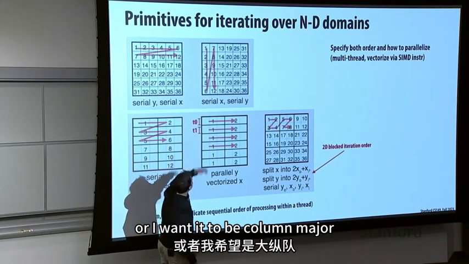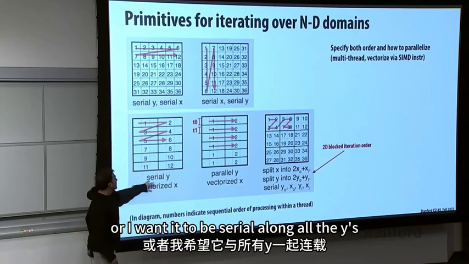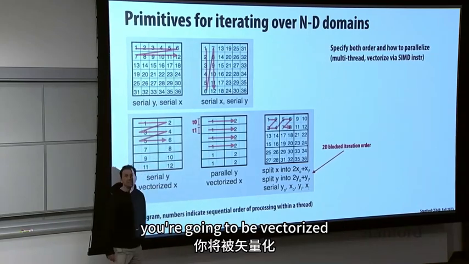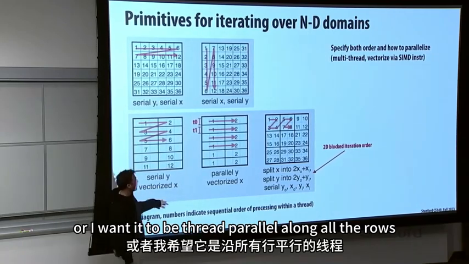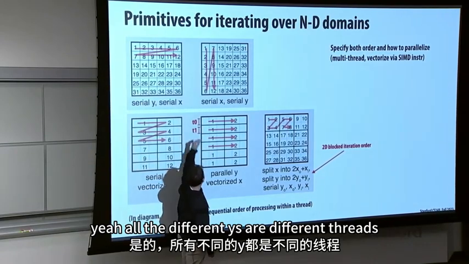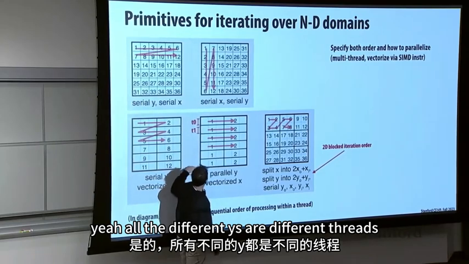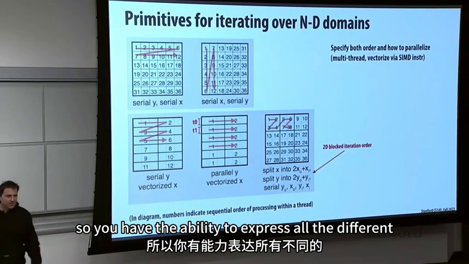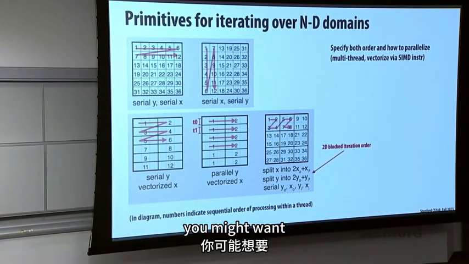Or I want it to be column major. Or I want it to be serial along all the y's, but along the x direction, you're going to be vectorized. Or I want it to be thread parallel along all the rows. All the different y's are different threads, but vectorized in this direction. So you have the ability to express all the different permutations that you think you might want.